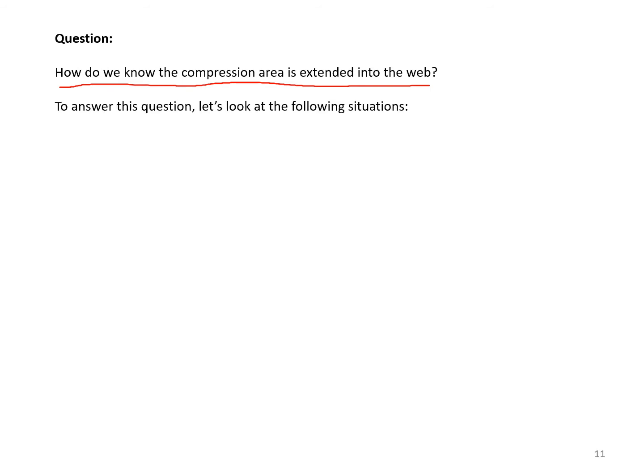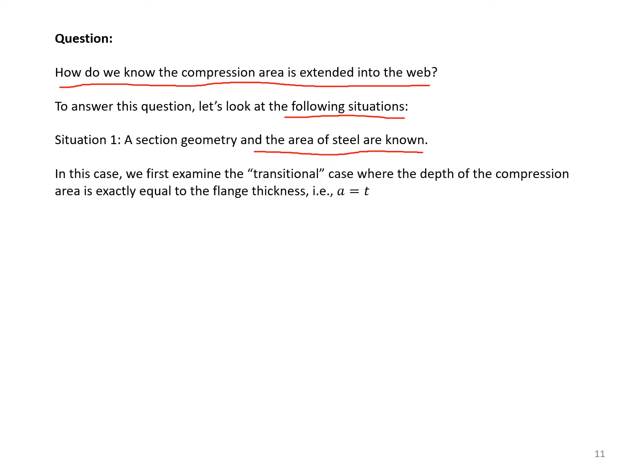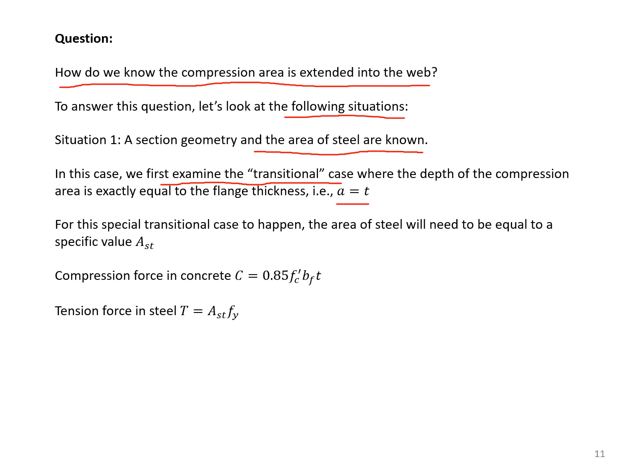To answer these questions, let's look at the following situations. Situation 1, a section geometry and the area of a steel are known. In this case, we first examine what we call a transitional case, where the depth of the compression area is exactly equal to the flange thickness. In other words, A is equal to T. For this special transitional case, the area of the steel will need to be equal to a specific value such as AST. Let's find out what this AST is.